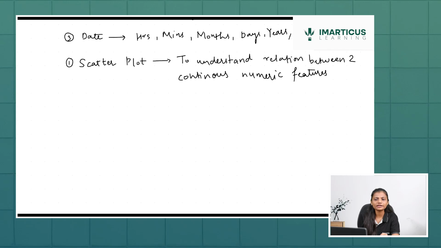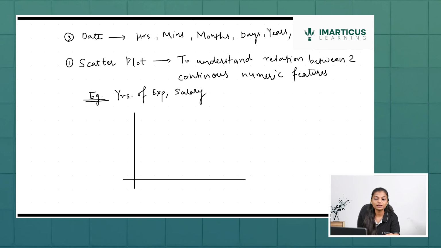For example, if I take years of experience, I have one column as years of experience, and I have another column as salary. So if I plot the analysis, you know that we do graphical analysis on the basis of x and y. So I have x, I have y, and on the x-axis we have, let's say, years of experience.